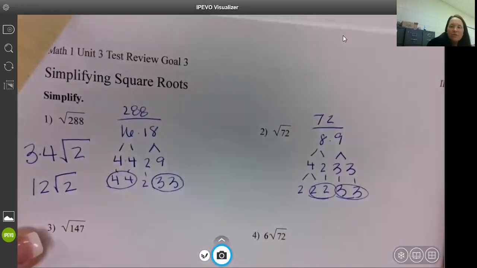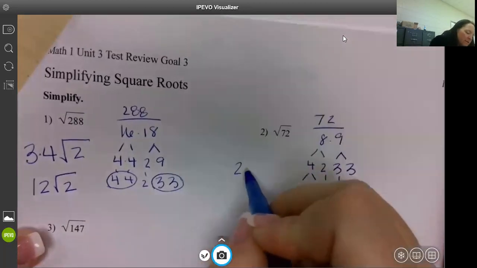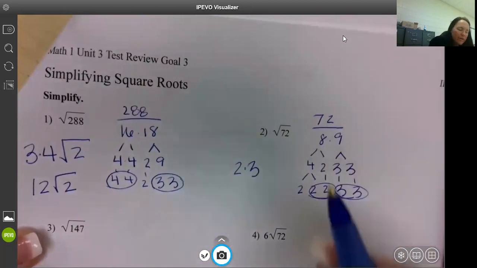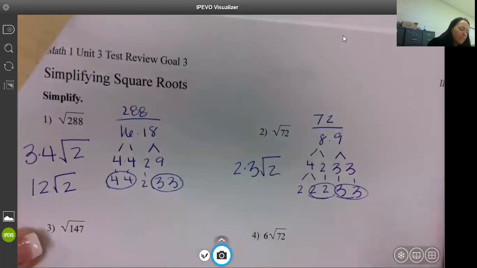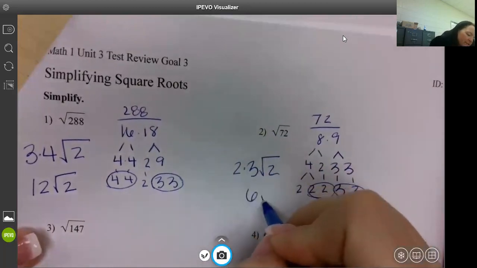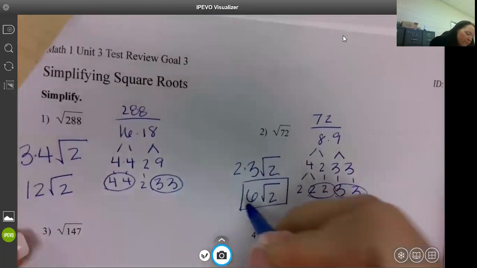We have a pair of 2s and a pair of 3s. So the 2 and the 3 will go on the outside. We didn't circle this other 2. Multiply them together. 2 times 3 is 6. Square root 2.